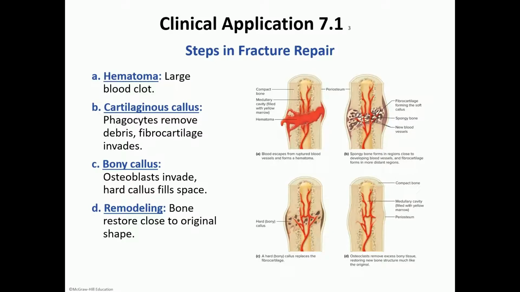And then because you can see here that the bony callus kind of looks irregular, the bone will remodel itself. Okay, so osteoblasts and osteoclasts will come in and remove the osteoclasts, I apologize. The osteoclasts will come in and remove all of the excess bone tissue in order to make it as smooth as possible.